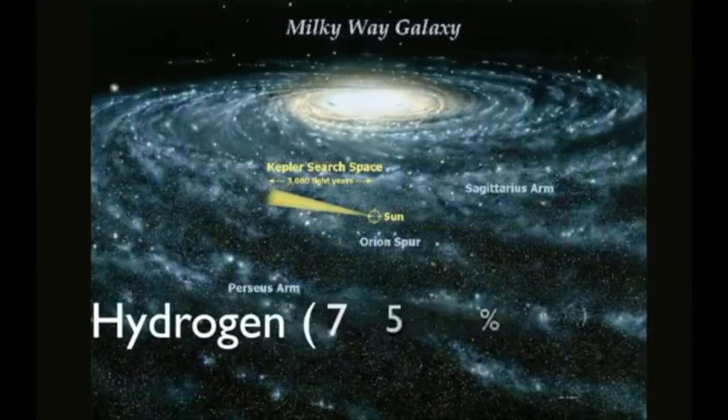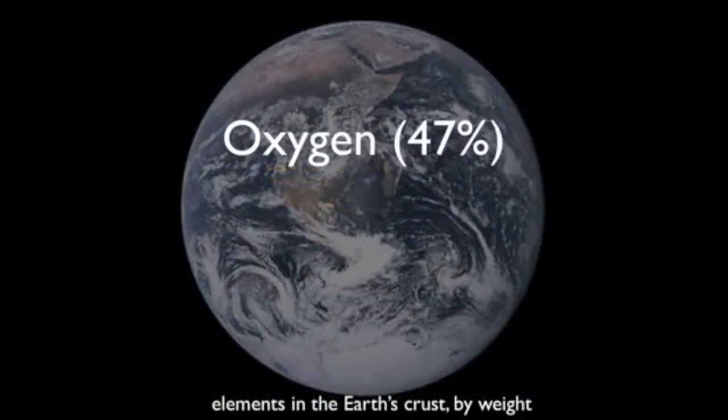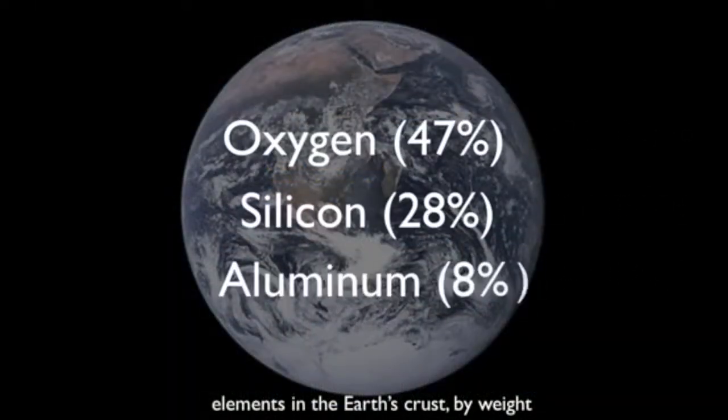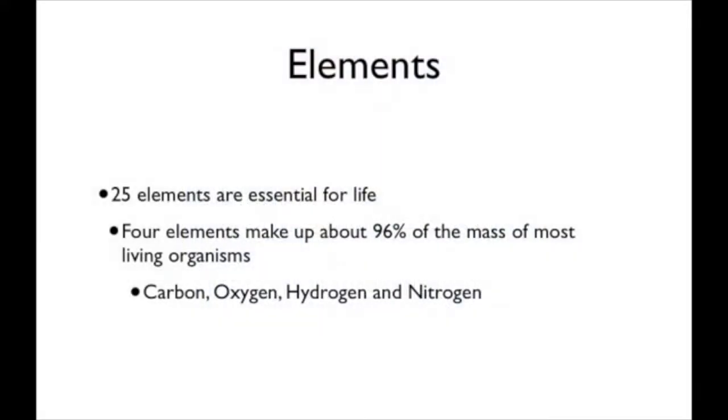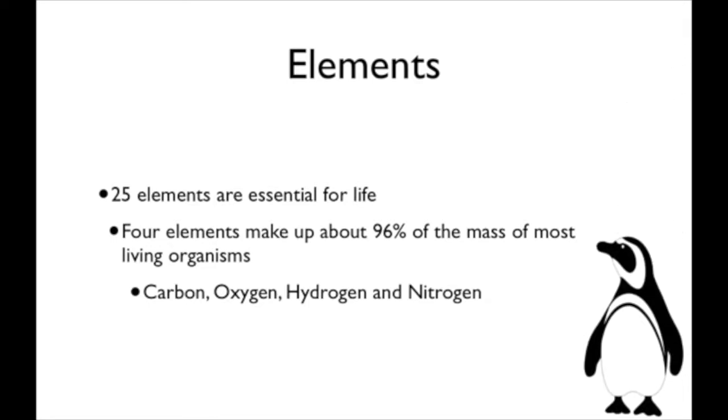In terms of elements in the universe, the vast majority of them are the 2 smallest elements, hydrogen and helium. On our planet, in the Earth's crust by weight, we've got oxygen, silicon, and aluminum. If you take the Earth as a whole, not just the crust, by weight, the most abundant element is iron. In terms of biology, only 25 elements are essential for life. And of those 25, only 4 make up the vast majority of most living things, including penguins.